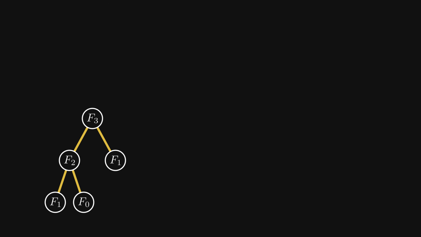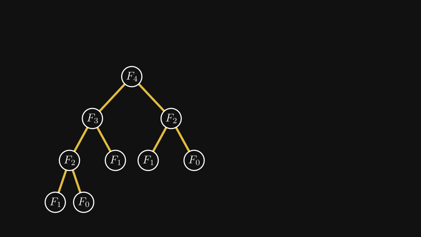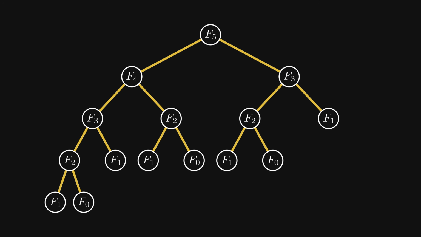Let's take a look at what happens when we compute the Fibonacci numbers recursively. f0 and f1 are given. These are our terminating conditions. To find f2, we compute f1 and f0. To find f3, we compute f2 and f1. To find f4, we compute f3 and f2, and so on.